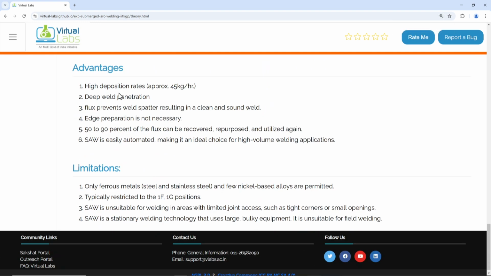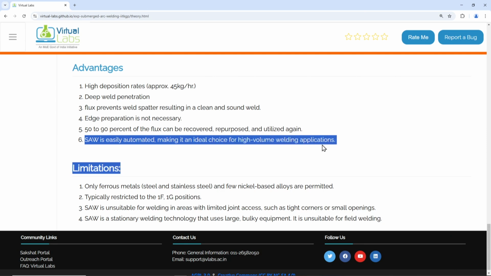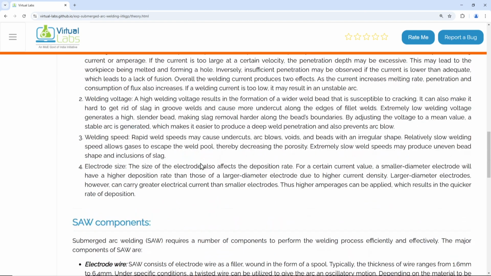Applications are high deposition rates and deep weld penetration. Flux prevents weld spatter, resulting in clean and sound weld. Edge preparation is not necessary. 50 to 90% of the flux can be recovered, repurposed and utilized again. Submerged arc welding is easily automated, making it an ideal choice for high volume welding applications.